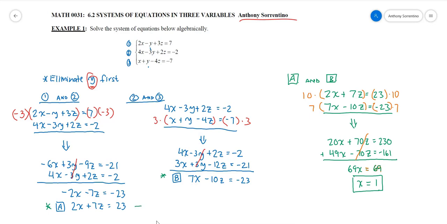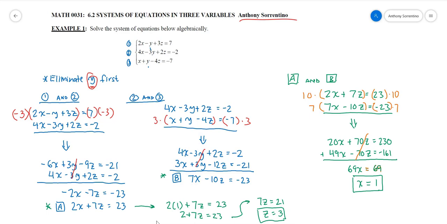So substituting in for x, I'm going to have 2 times 1 plus 7z equaling 23. So 2 plus 7z equals 23. Subtracting 2 from both sides, I would have that 7z equals 21. And dividing both sides by 7 would mean that z is 3. So now I know the value for x, I know the value for z.